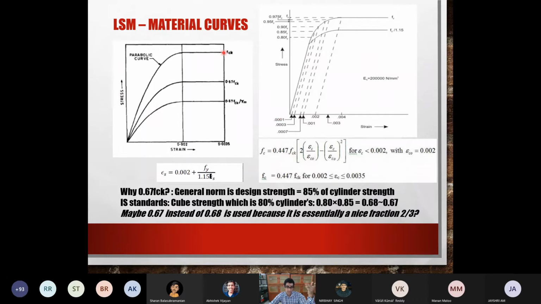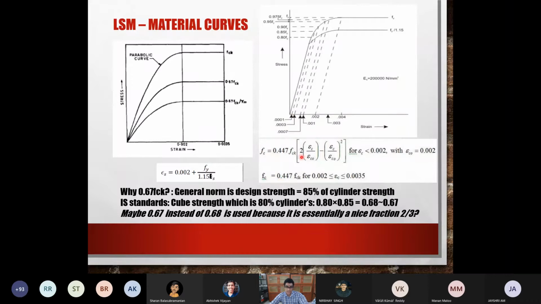You say that only 85% of the cylindrical strength is usable, so it comes to 0.85 fck. From 0.85 fck you reduce it by another factor of 0.80, because you say cube strength is only 80% of the cylindrical strength. So 0.85 times 0.8 comes down to 0.67, and divided by the material factor of safety, it comes down to this level. Okay, so this is how it is.